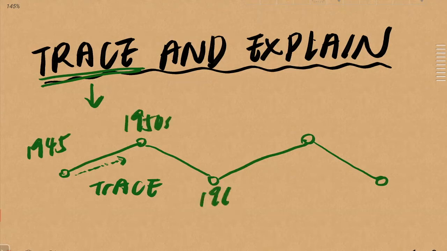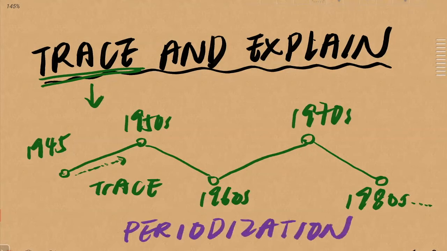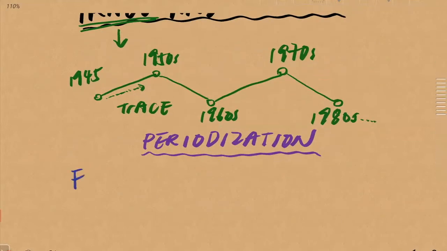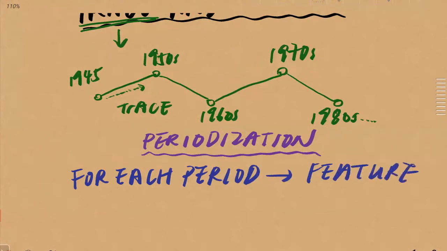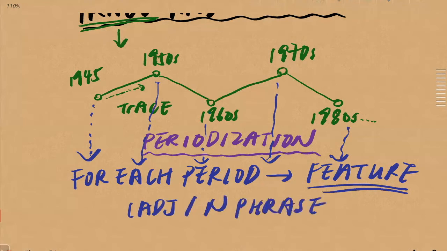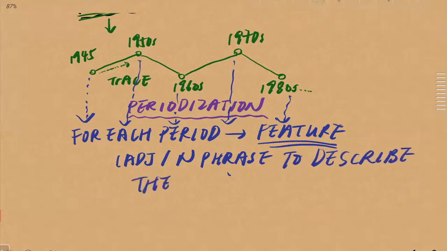For example, we divide a long time period into different stages, for example 1945, the 1950s, 60s, etc. This process is called periodization. We divide a single time frame into different periods. For each period, we will then give them a feature. And for these features, we usually use adjectives or noun phrases to describe the individual periods, about how each period is different or special from the other periods.